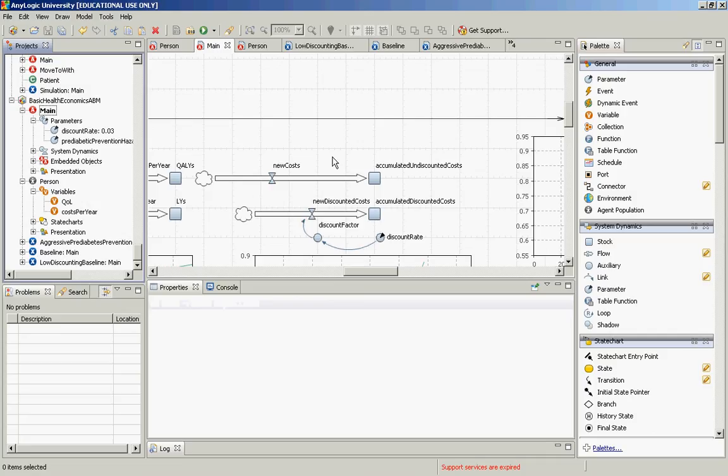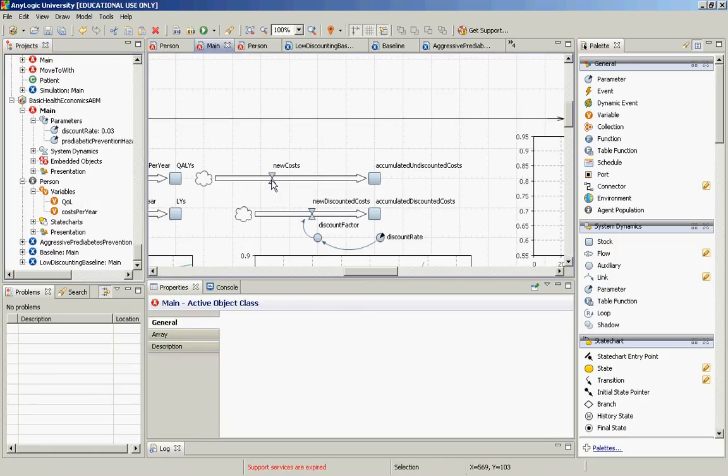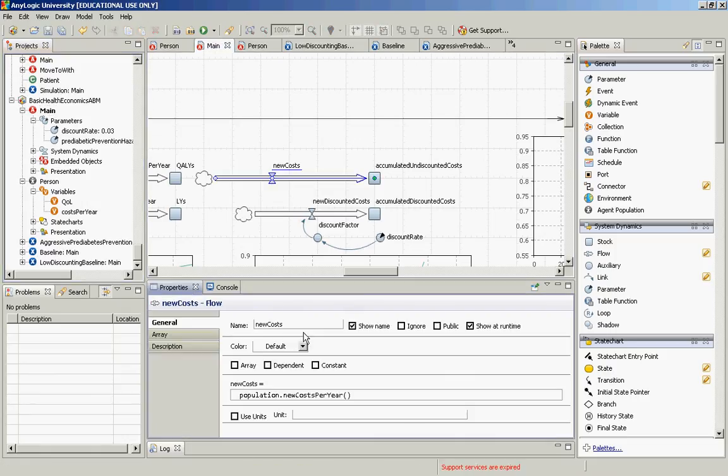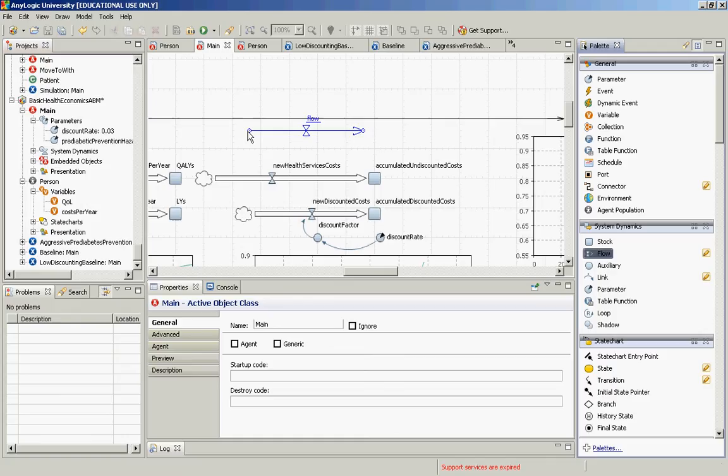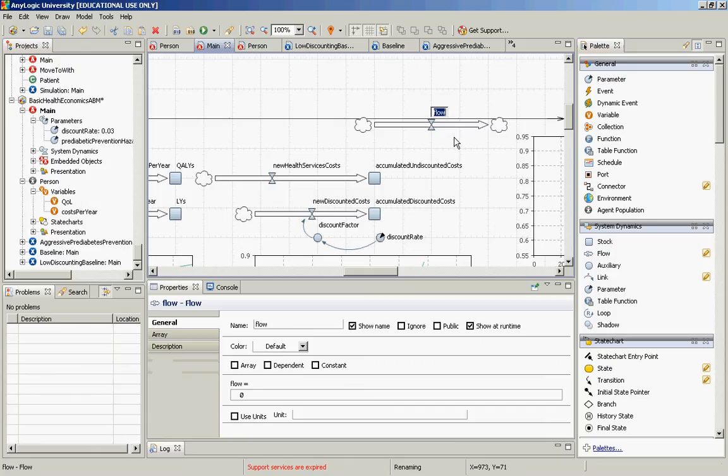I'm going to change this where it says new costs here. We could have new health services costs, but then we could have new costs associated with intervention delivery. So this would be new intervention costs, okay? And I'm going to drag this down to here, and we'll place this here. So we're going to have new intervention costs.